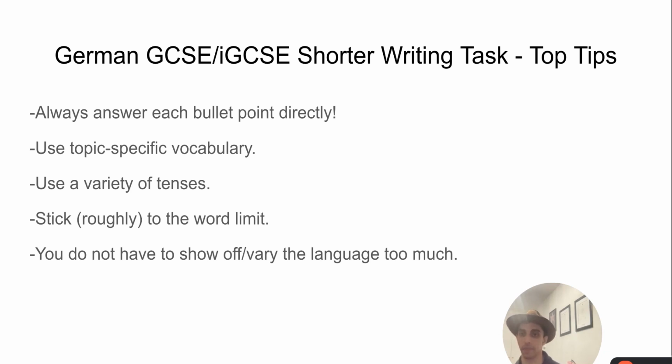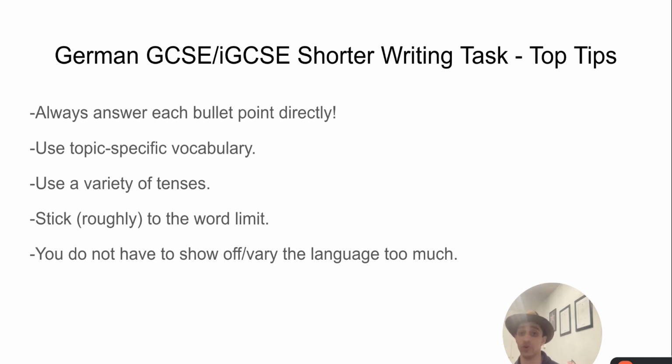Stick roughly to the word limit, as discussed, about 10% either way. That's the recommendation I would give. And again, you do not have to show off or vary your language too much. A little bit, definitely make sure you don't stick with just one tense like the present tense. Vary that a little bit.